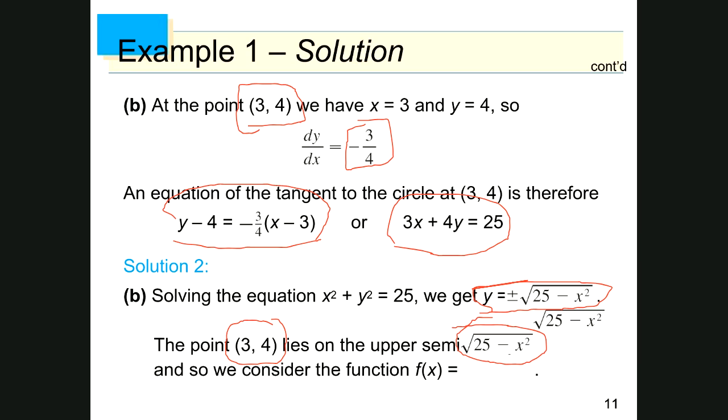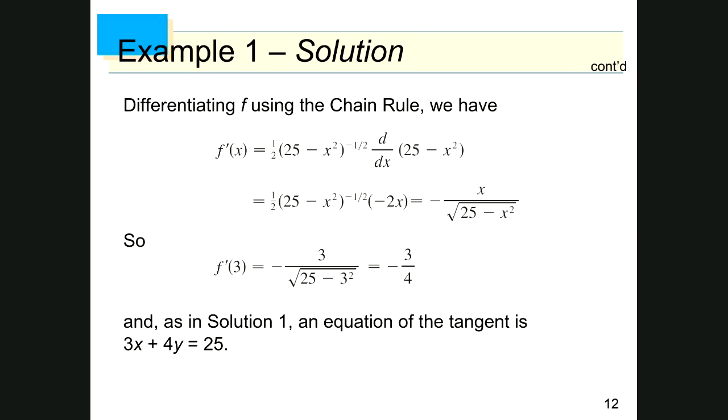And obviously, if you differentiate that function to find the slope, you get something that looks like this. If you substitute x equals 3, you get the slope at the point x equals 3 to be minus 3 over 4. You see, you get exactly the same answer. And obviously, use y minus y1 equals m times (x minus x1). You still get the equation of the tangent.